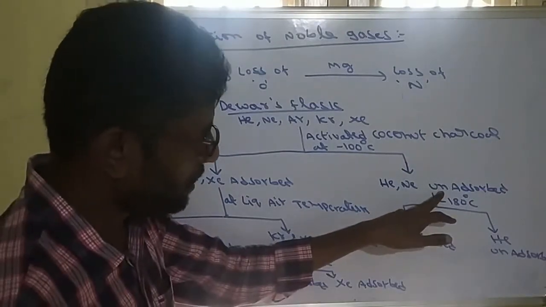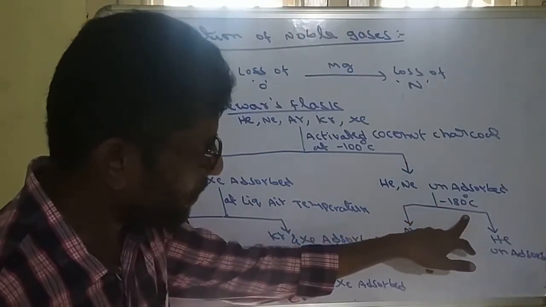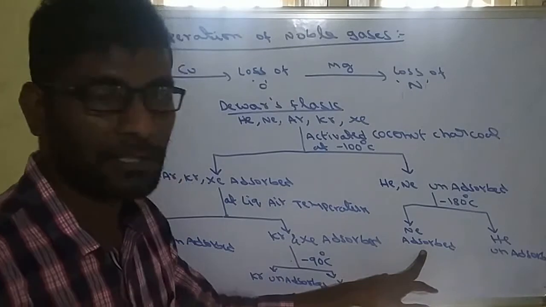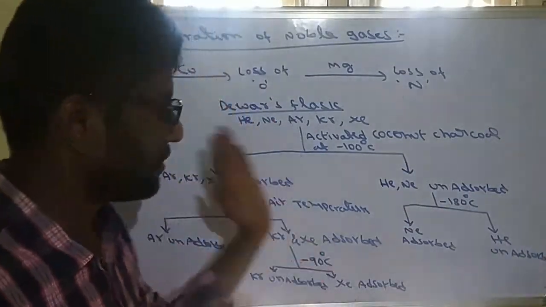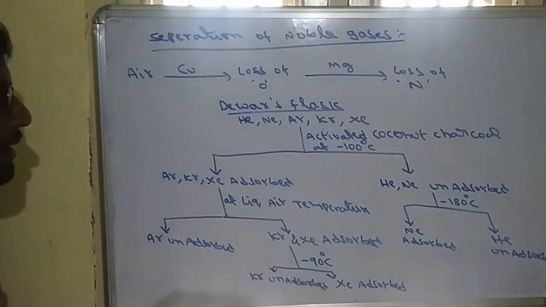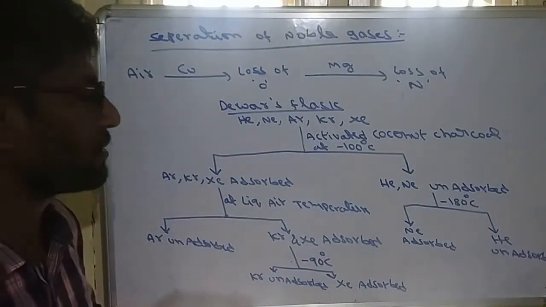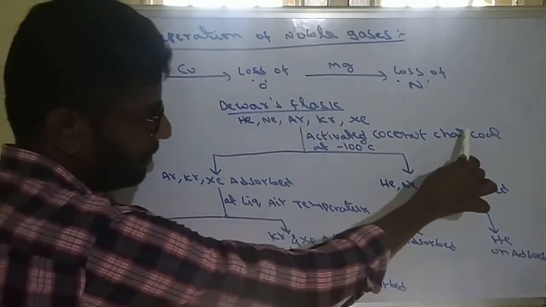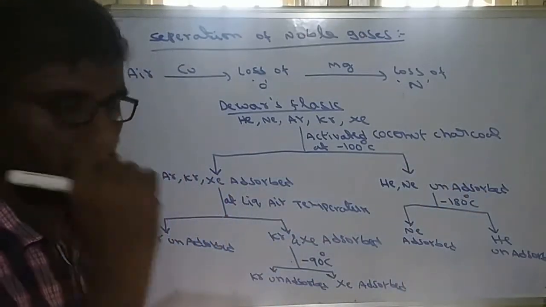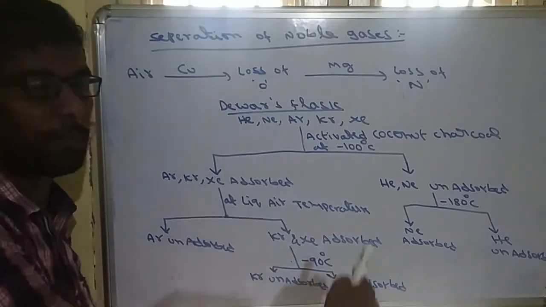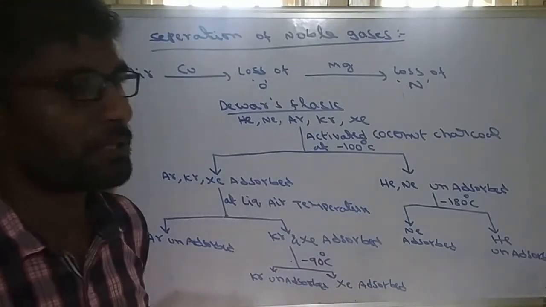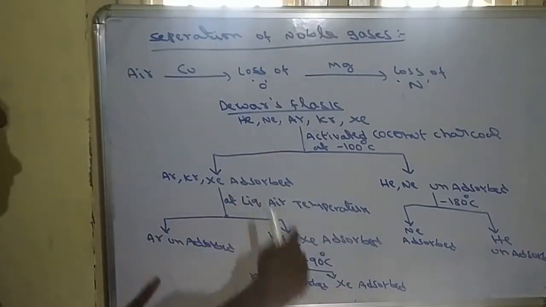Similarly, if these two gases are maintained at minus 180, neon will be absorbed and helium will be released, meaning unabsorbed. So this is the separation of noble gases by using the Gibbs method. The apparatus contains activated coconut charcoal, through which we send the mixture of all noble gases. At different temperatures, different noble gases will be absorbed. So write this diagram, it's important.